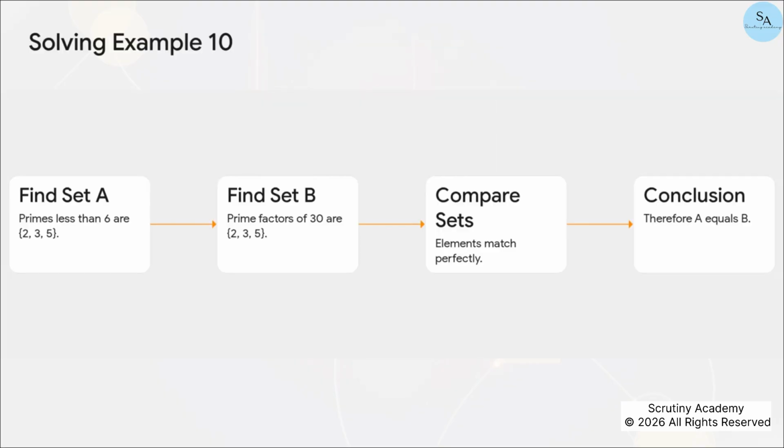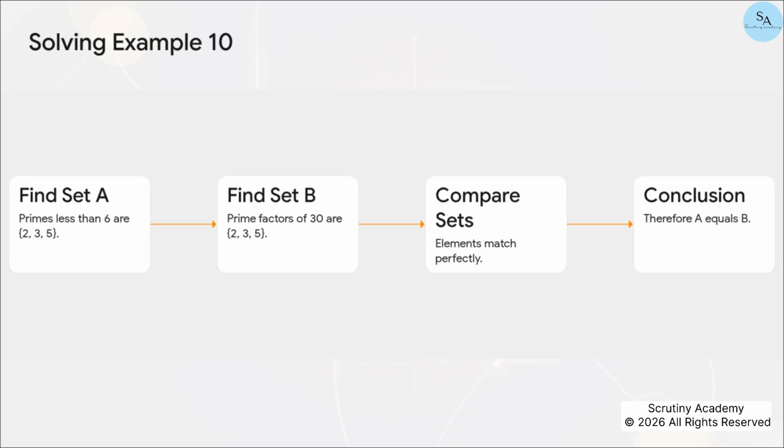Okay, let's solve it step by step. Step 1. What are the prime numbers smaller than 6? Well, that would be 2, 3, and 5. So set A is the numbers 2, 3, 5. Step 2. What are the prime factors of 30? Meaning, what prime numbers multiply together to make 30? Well, 2 times 3 is 6, and 6 times 5 is 30. So set B is also the numbers 2, 3, 5. Step 3. We check both ways. Every element in A is in B, and vice versa. Therefore, step 4, A equals B.